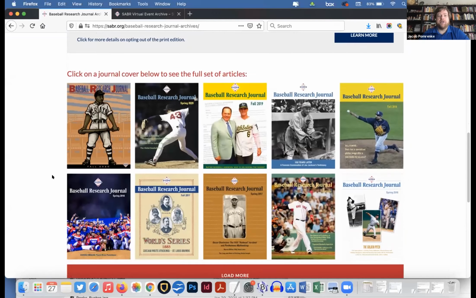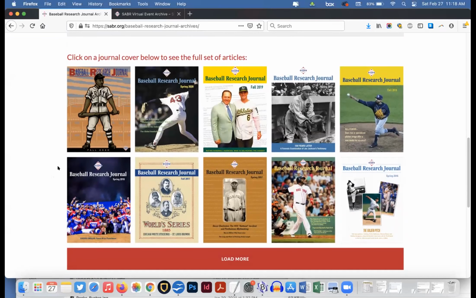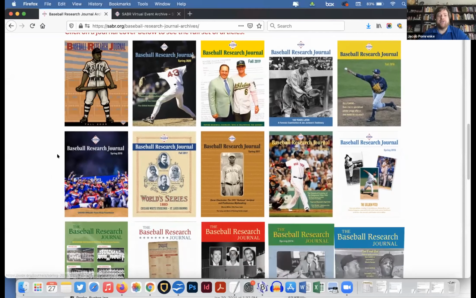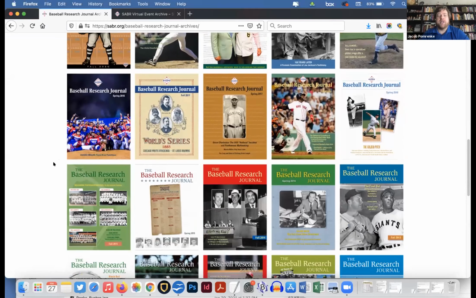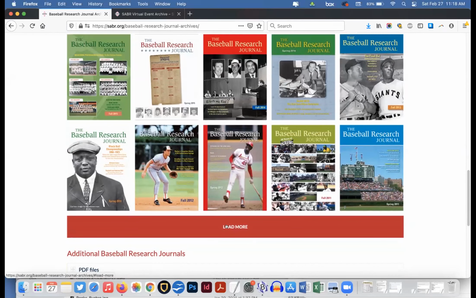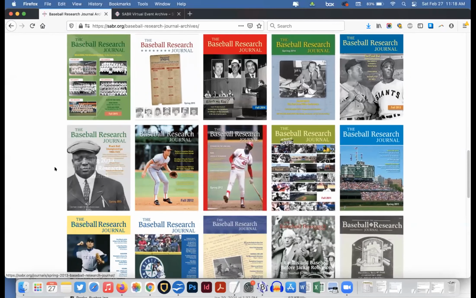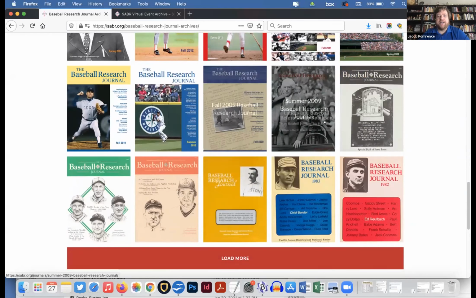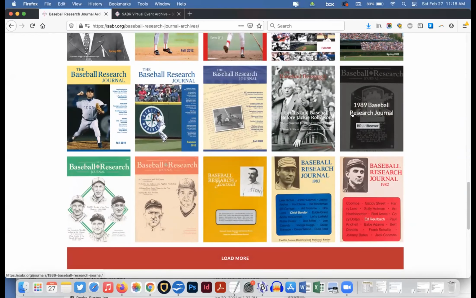You can see here, you can scroll through and click on all the recent Baseball Research Journals, and you can read every article from those journals online on the SABR website. So that's something we've been working on a lot and adding to the website over the past year or so. And you'll see there's a little bit of a gap here between 2009 and 1989. We're still adding the 1990s and the 2000s. So as soon as that is completed, we'll be adding those here as well.